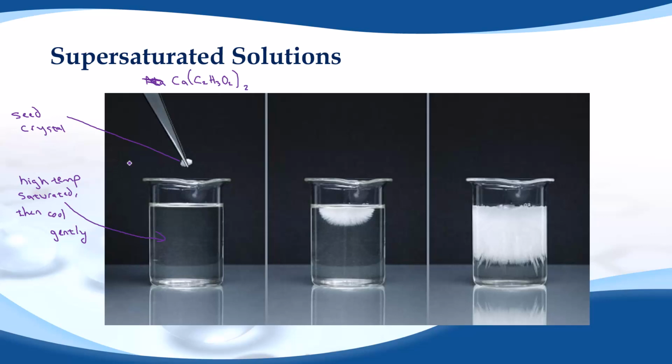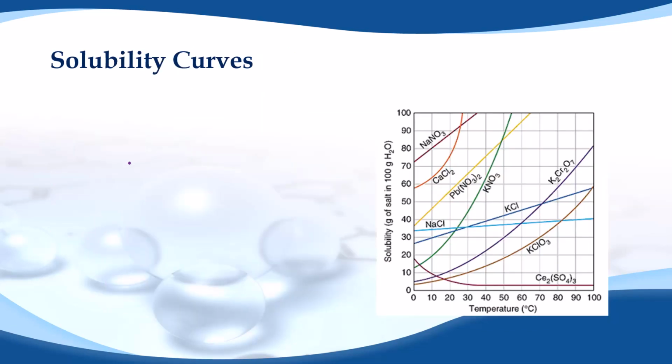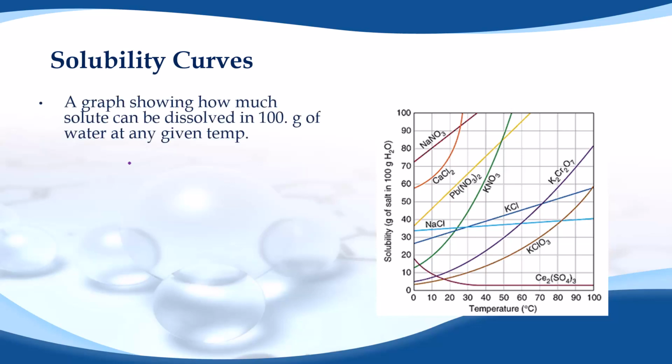Now the question is, how much of that calcium acetate did recrystallize? Because I can tell you right now that not all of it did, only some of it. And the way that we can figure that out is by using something called a solubility curve. A solubility curve is just a graph. So this measures how much solute 100 grams of water can hold at any given temperature. The diagram that we have here is a solubility curve for a bunch of different substances. Every point on those lines represents a saturated solution.